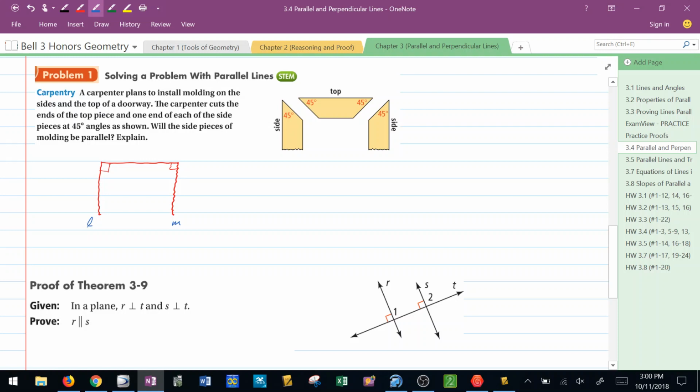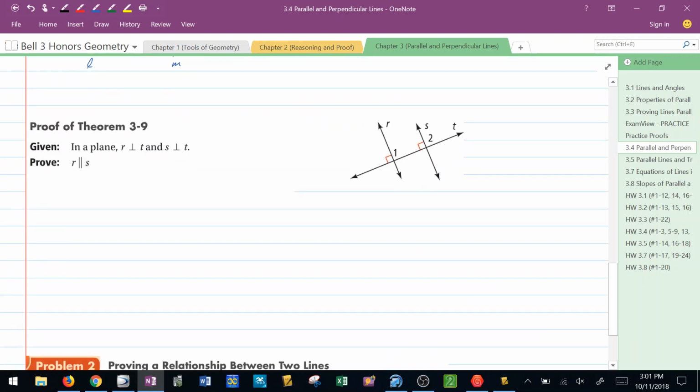Well, if both of those are 90 degrees when they're formed, I can conclude that L has to be parallel to M, or the side pieces have to be parallel to each other, because same side interior angles being supplementary, okay? Or I should have used, even better than that, the converse of same side interior. All right, so I don't like that one. Let's use the converse instead. Converse is what we use to determine that two lines are parallel.